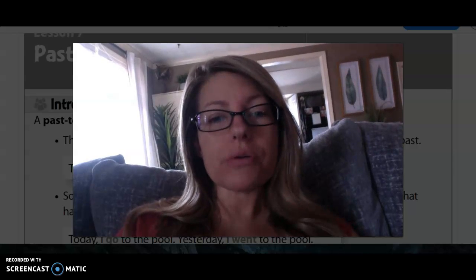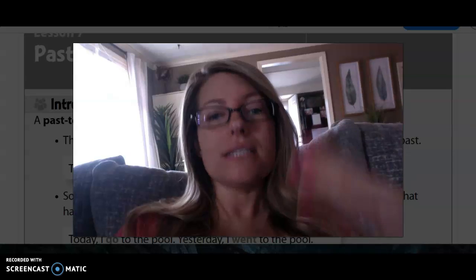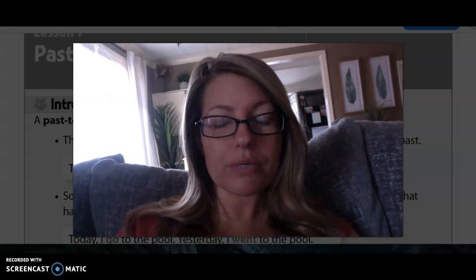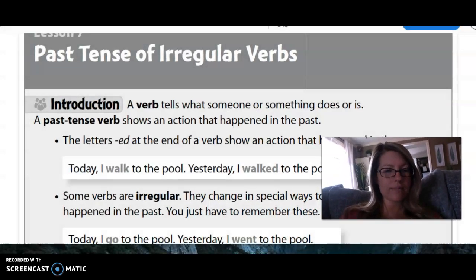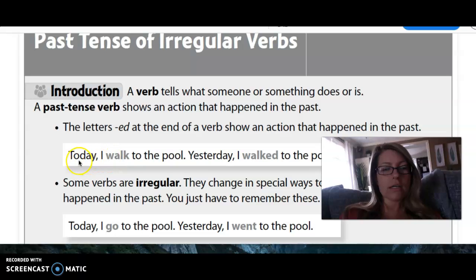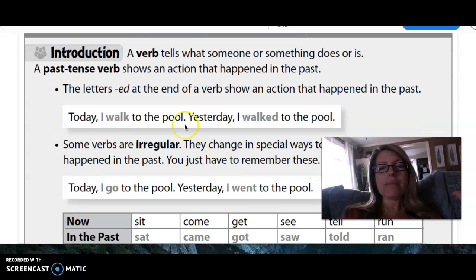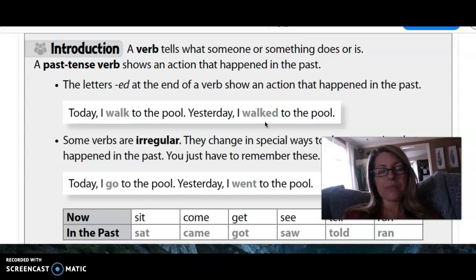Usually when we want to show that something has already been done in the past, which means it's already happened, we add ed to the ending. So if we have the verb walk, today I walk to the pool, okay? Walk is what I'm doing, that's my verb. Usually if I want to show that it happened in the past, I just add an ed to the end of the verb. So instead of saying I walk to the pool, if it already happened in the past, I would say I walked to the pool by adding ed to the end of it.